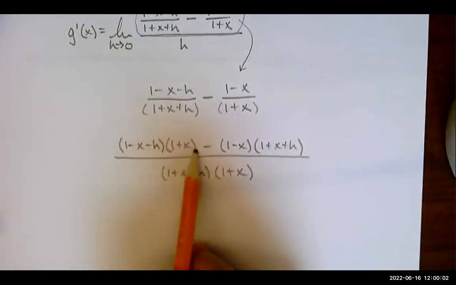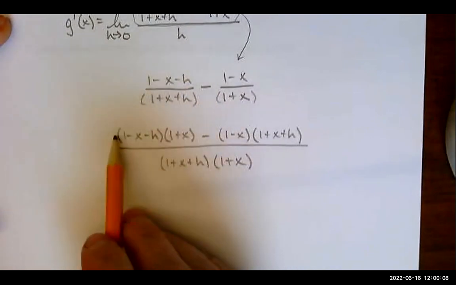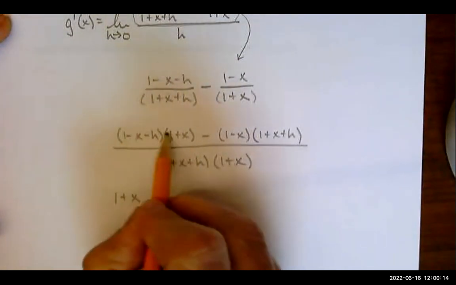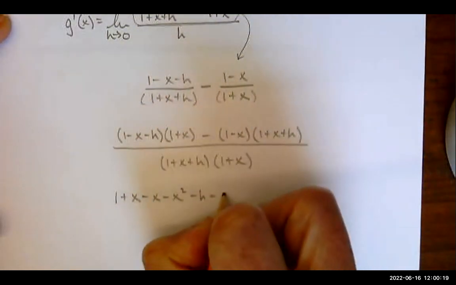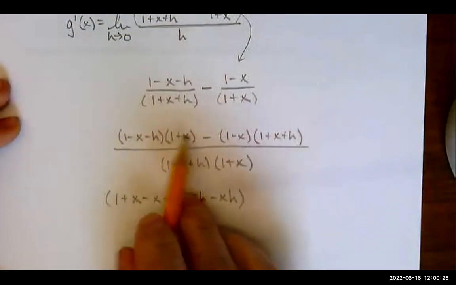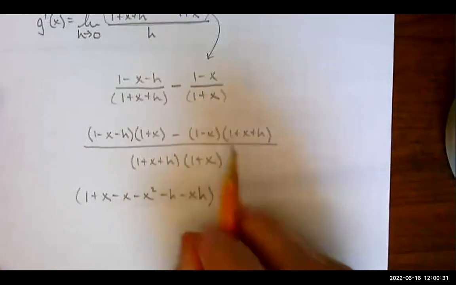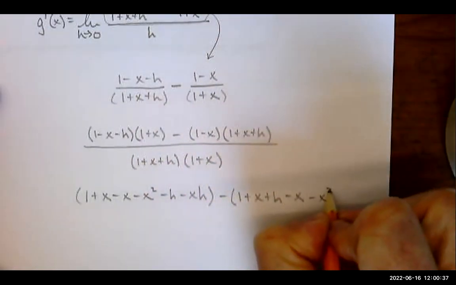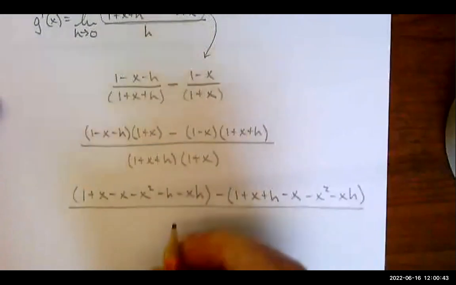We've got a lot of distributing to do and then canceling out of terms. So starting with this, let's distribute everything: 1 plus x negative x minus x squared minus h minus xh. I'm going to put that in parentheses because that's the first part, minus, because we're subtracting this, be careful, use parentheses, and then we'll distribute everything: 1 plus x plus h minus x squared minus xh. And that is all over our same common denominator.